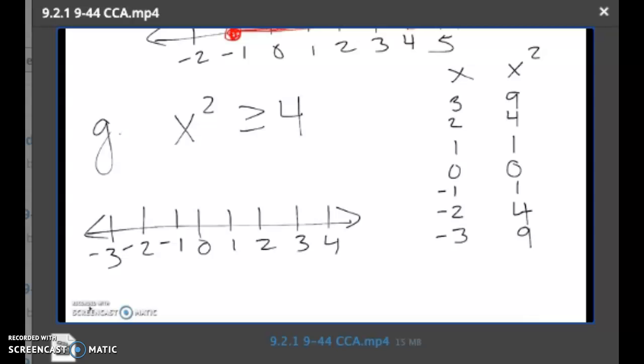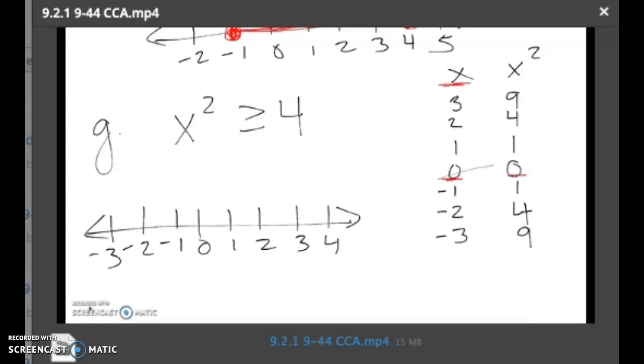Okay, so in this problem, it says when we take our x value and we square it, we get a number greater than or equal to 4. So x can be any value that when we square it, that number is greater than or equal to 4. If I look at my x values here, let's start with 0. When I square 0, I get 0. That is not greater than or equal to 4. So that can't be part of my solution.